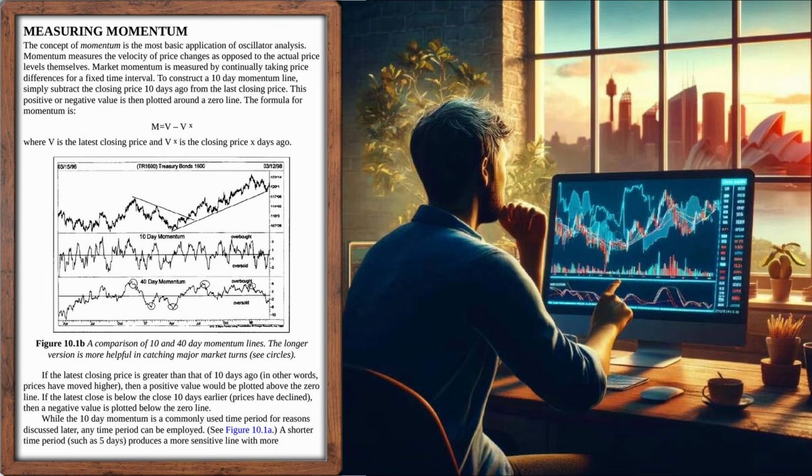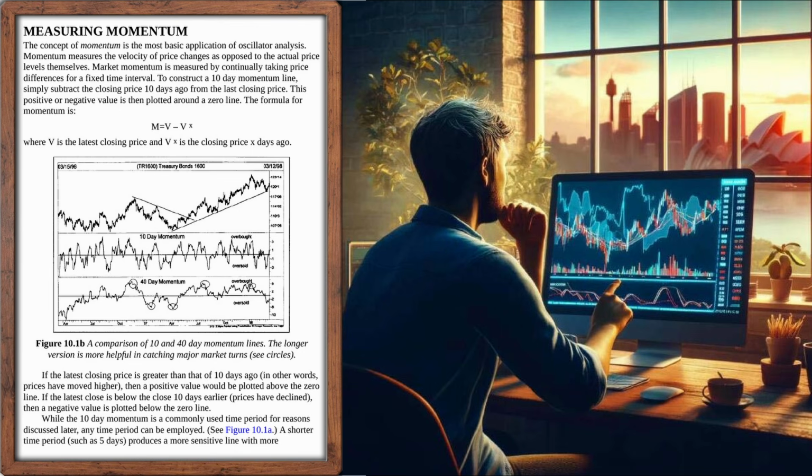The concept of momentum is the most basic application of oscillator analysis. Momentum measures the velocity of price changes as opposed to the actual price levels themselves. Market momentum is measured by continually taking price differences for a fixed time interval. To construct a 10-day momentum line, simply subtract the closing price 10 days ago from the last closing price. This positive or negative value is then plotted around a zero line.